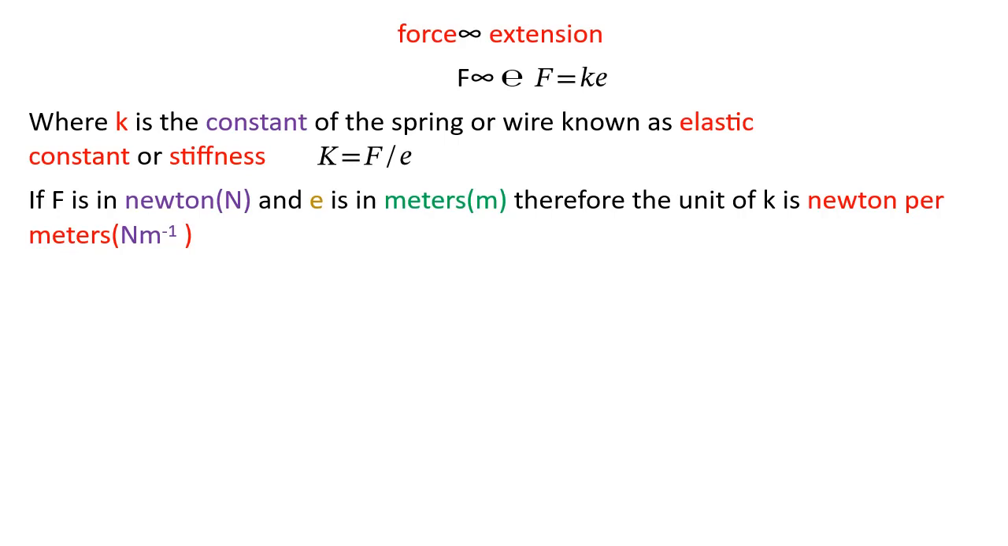Now, K is the constant of the spring or the wire, known as the elastic constant or stiffness. It is a property of every material. Every material has its own unique force constant. Therefore, making K or the stiffness the subject of the formula, we have K is equal to F over E, where F is the force in Newton and E is the extension in meters. Therefore, the unit of K is Newton per meter. The unit of stiffness is Newton per meter.